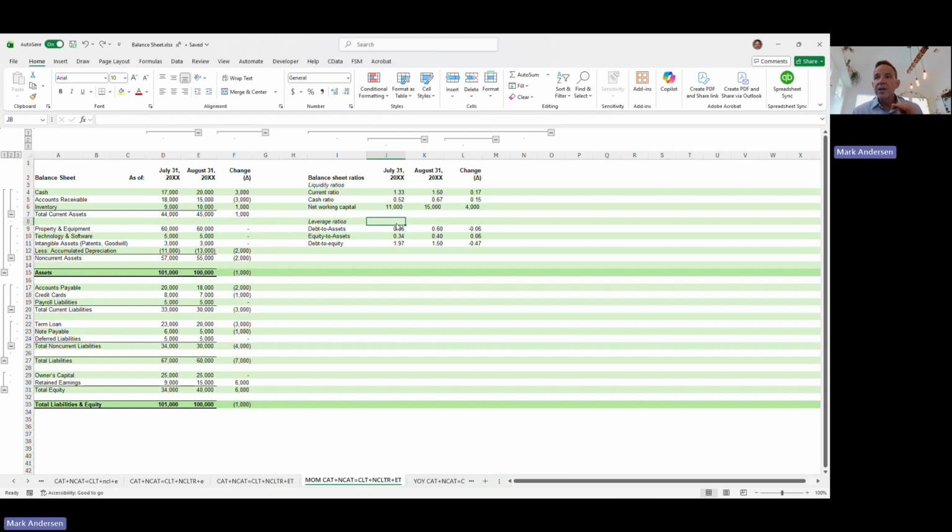if you have a current ratio that is less than 1, that means you've got negative net working capital. And let me show you what I mean by that. If our cash amount is $3,000, if we only have $3,000 on hand, you can now see that our current ratio went down. All of these ratios went down. And what that means is you don't have enough to pay your current liabilities.